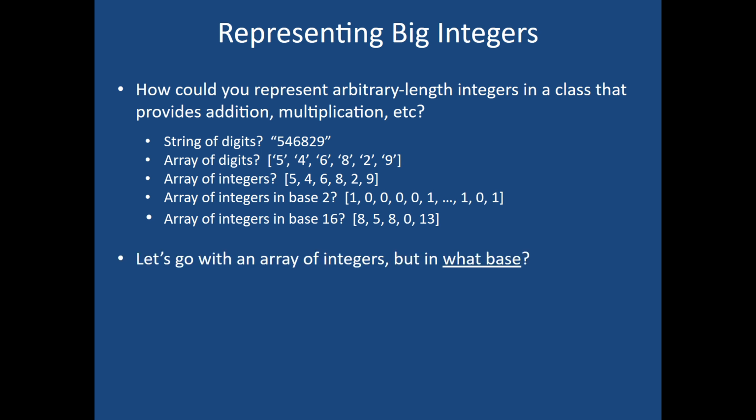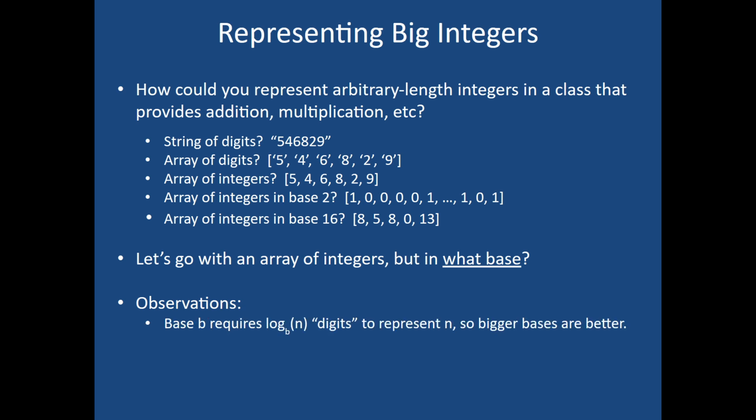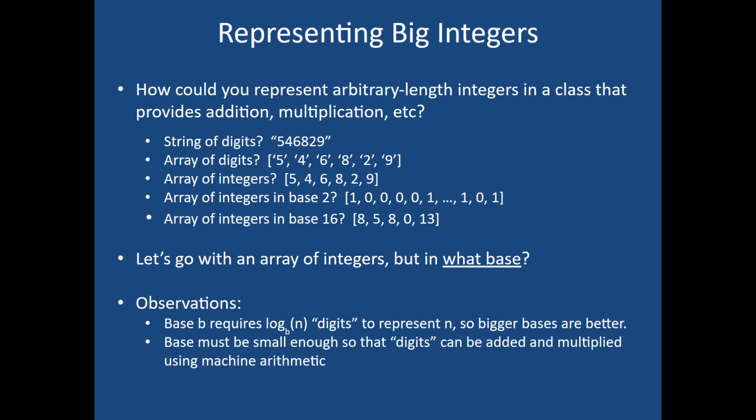So the key question is what base? The bigger the base, the better. But we don't want the base to be too big, because whatever we store in these arrays, I'll call them digits, we're going to have to be able to multiply and add the individual entries in the array. So what problem can we have if the numbers in those arrays get too big? What could go wrong when multiplying and adding?